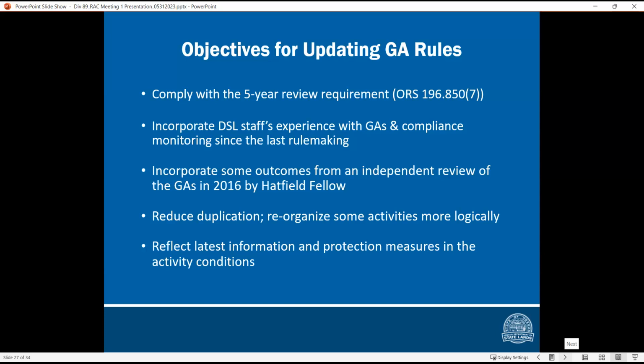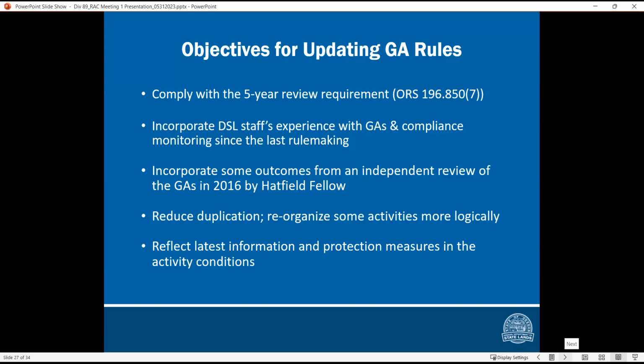Another objective for updating these rules is to incorporate DSL staff's experience in administering the GAs and the compliance monitoring that they do. Of course, our staff learn a lot about the GAs, kind of where people are getting tripped up on them, what's working well, what's not working well from the regulator's perspective. So last year we went through an exercise of getting all our staff's input on their suggested changes to the rules to make them better for the customers. So we've been trying to incorporate that as well into the draft.